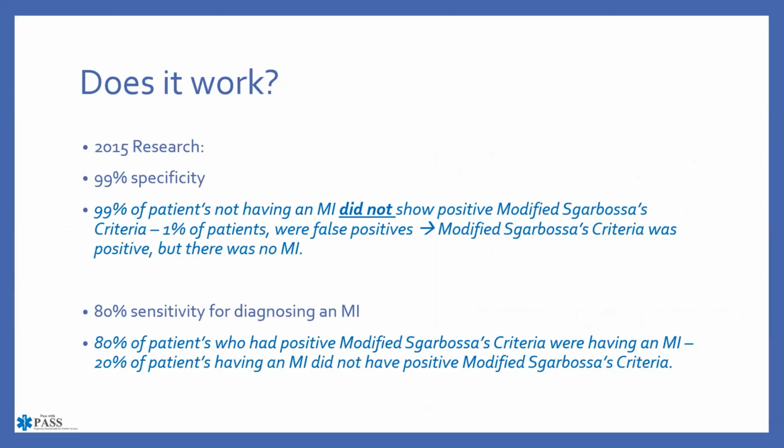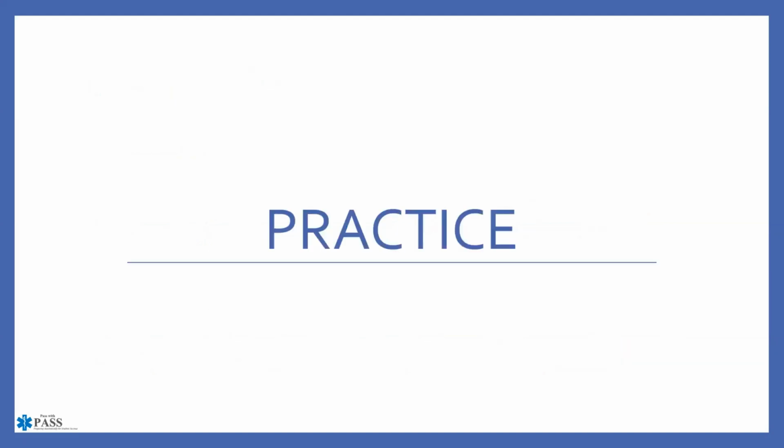So does it work? 99% specificity and 80% sensitivity for diagnosing an MI. And this is with the modified Sgarbossa criteria. So it actually looks like it's a little bit better, and it is going to include patients a little bit more. So 99% of people that are not having an MI did not have a modified Sgarbossa. So only 1% false positive, which is better than the 10% of false positives that we had with the original Sgarbossa criteria that has been out since 1996.